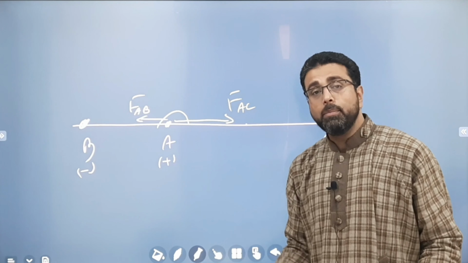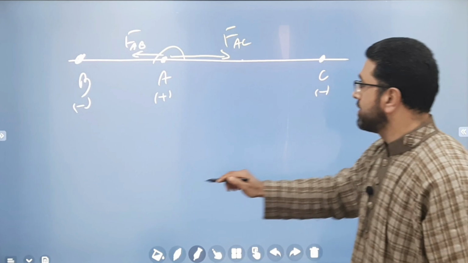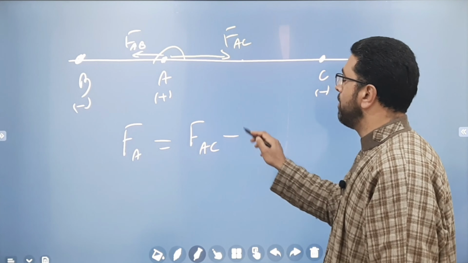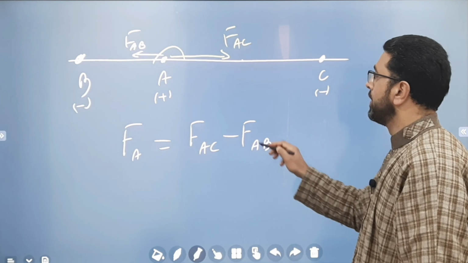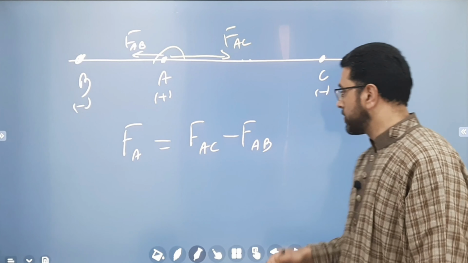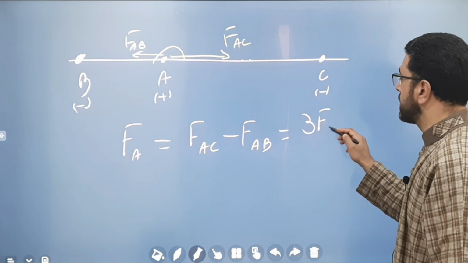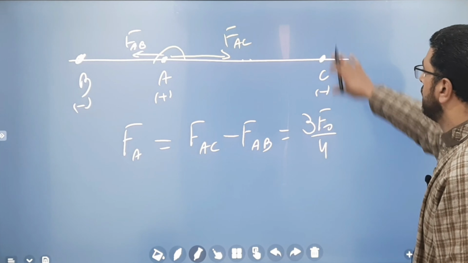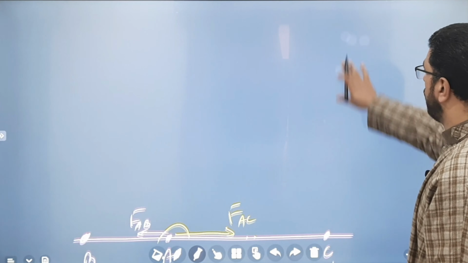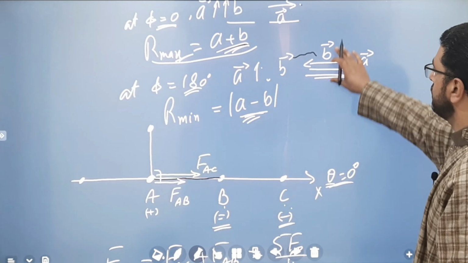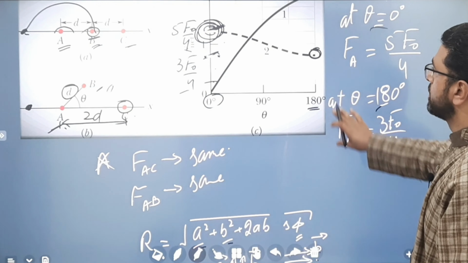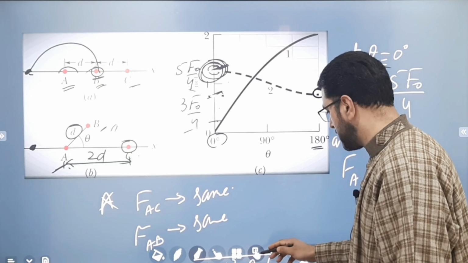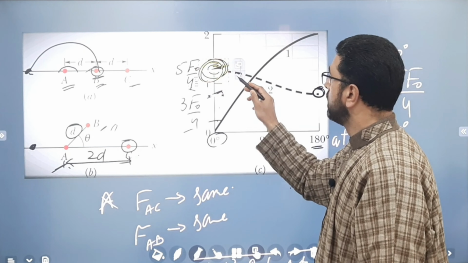So their resultant will be minimum. And what is their resultant? FA in this case is equal to FAC minus FAB. This minus this thing. They are in opposite directions. And this thing is equal to 3 times F0 divided by 4. From the graph we know that. The maximum force between them is 5 times F0 by 4. Let me erase it a bit. It is messy over there.